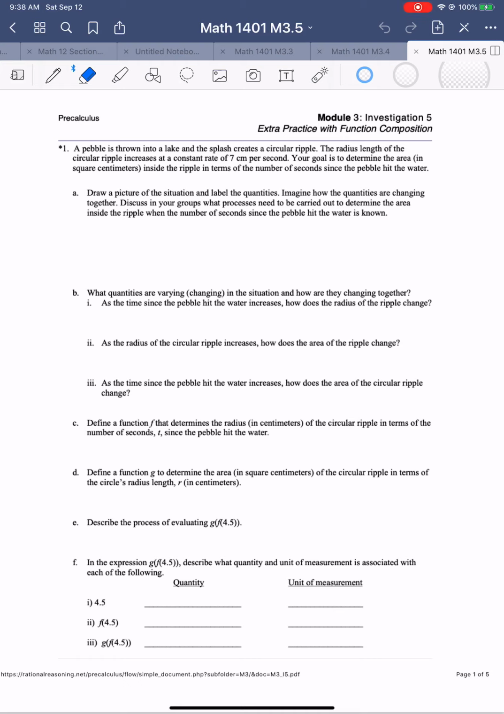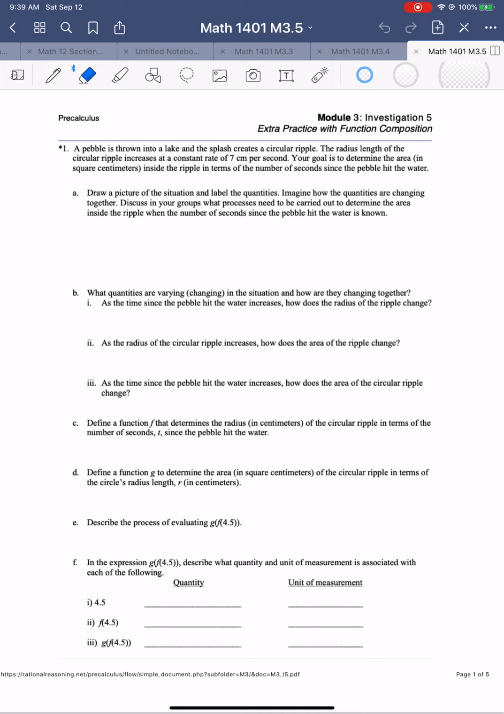problem from number 1. Number 1: a pebble is thrown into the lake and placed to create a circular ripple. The radius length of the circular ripple increases at a constant rate of 7 centimeters per second. Your goal is to determine the area, in square centimeters, inside the ripple in terms of the number of seconds since the pebble hit the water. So draw the picture of the situation, label the quantities, and imagine how the quantities are changing together. Discuss in your groups what processes need to be carried out to determine the area inside the ripple when the number of seconds since the pebble hit the water is known.